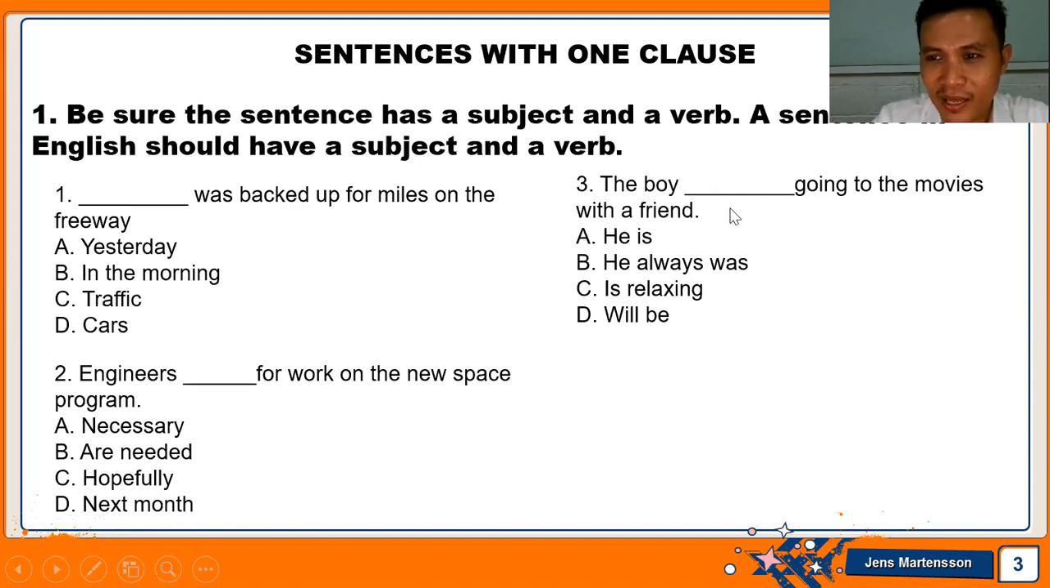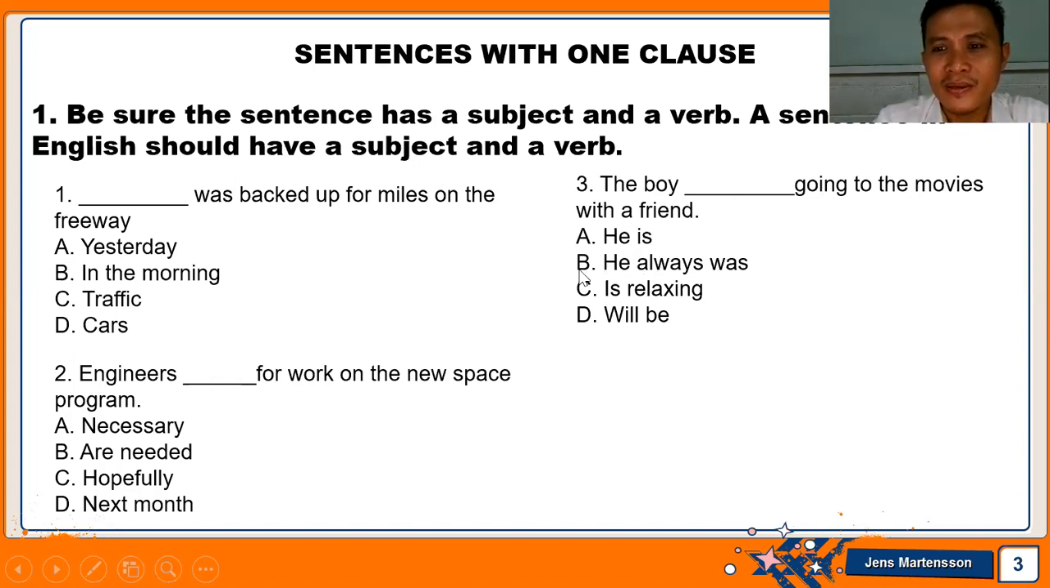So what is missing here then? Verb. Is going a verb? Yes, but it's not the main verb, right? Ini bukan kata kerja yang dibutuhkan di sini, ya, tapi harus dilengkapi. So, the boy, what about he is? "The boy he is going to the movies with her friend." Does it make sense or not? No, sir. Double subject. Very good, that's right.